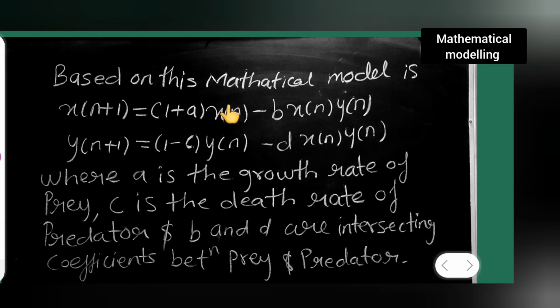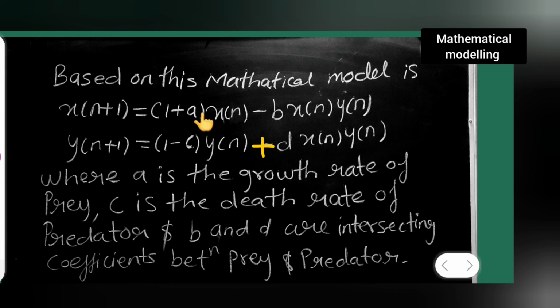Now, based on this, the mathematical model is given as: x of n plus 1 is equal to 1 plus a into x of n minus b into x of n into y of n. The second one is y of n plus 1 is equal to 1 minus c into y of n, and basically this is plus, so just put plus over here. This is positive, so this is d of x n into y n. Here x n is the prey population, y n is the predator population.